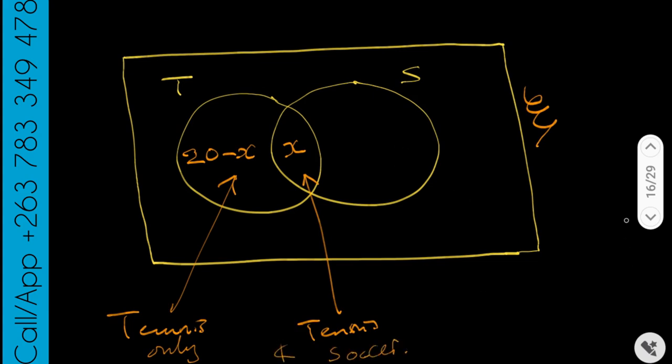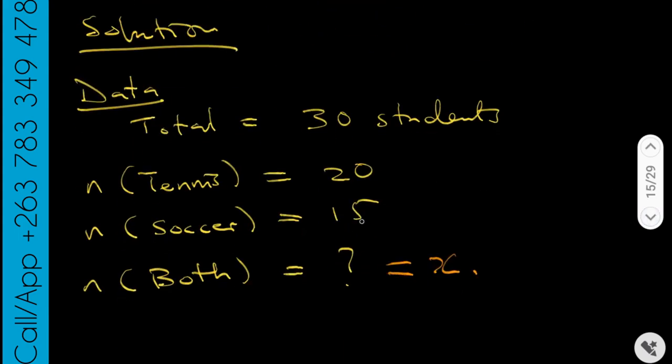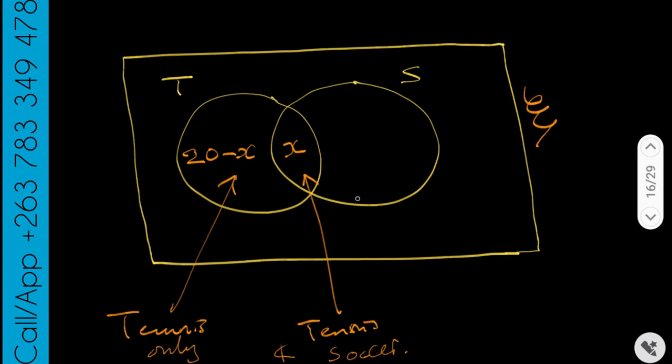On the other hand, the total number of those who play soccer is 15. Of the 15, I removed X and put an X there. So the remainder on this side is 15 minus X. This is the number of those who play soccer only. So we've got those who play tennis only, those who play tennis and soccer, and those who play soccer only.